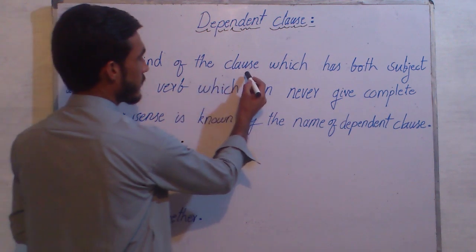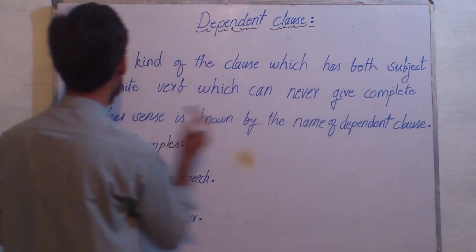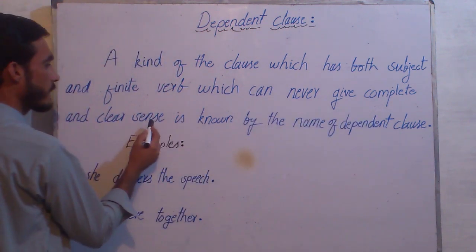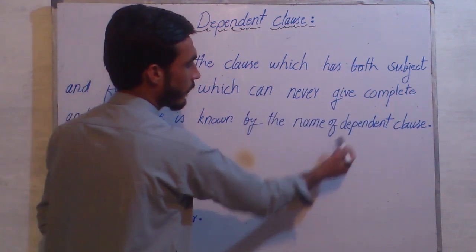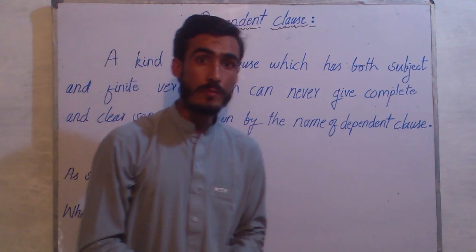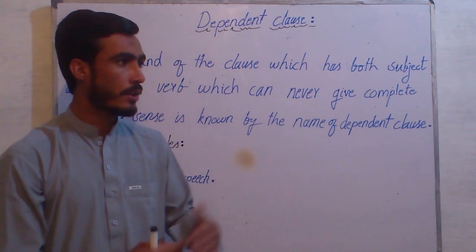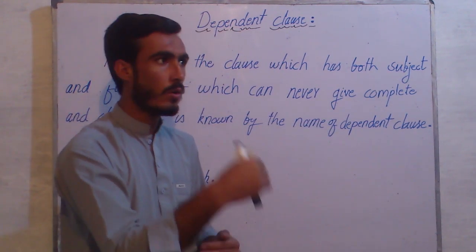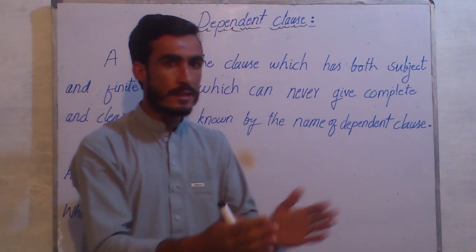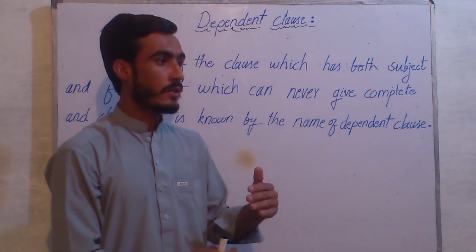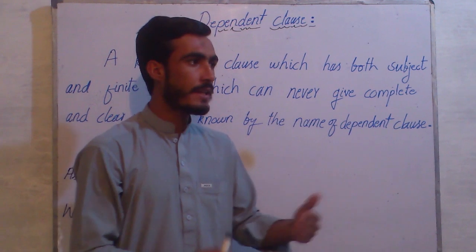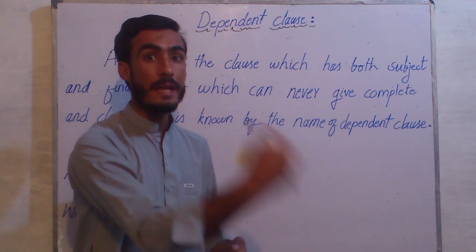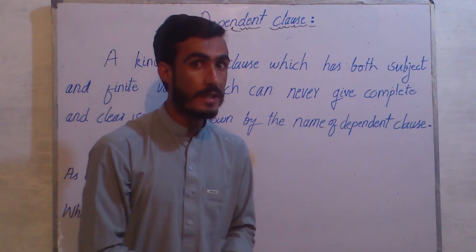A kind of clause which has both subject and finite verb, which can never give complete and clear sense, is known by the name of dependent clause. Now, a dependent clause cannot give clear and complete sense. A dependent clause delivers half a message or half a sense. It makes the listeners or the readers wait. It is just incomplete. It needs something else to give clear and complete sense. It is dependent on the independent clause to give clear and complete sense.